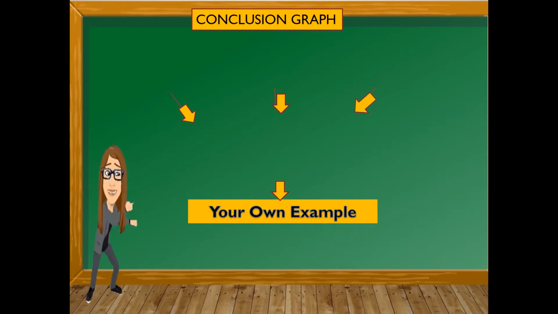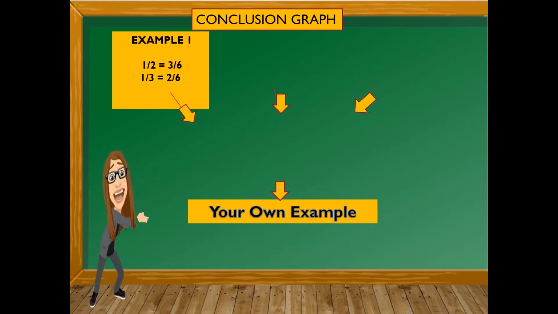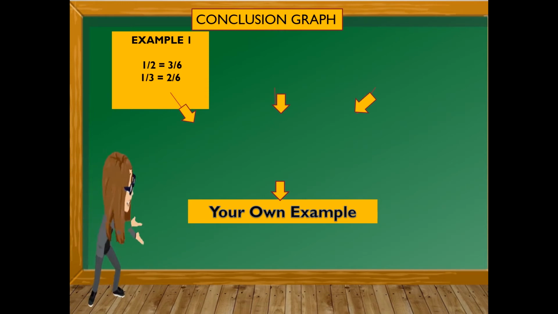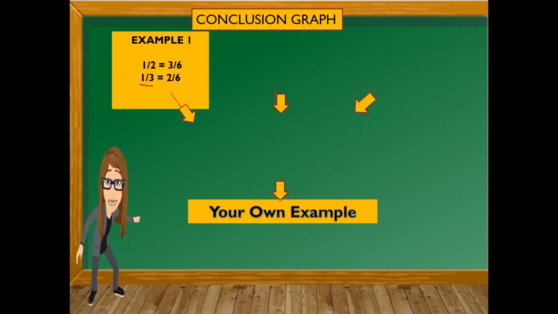Okay, I have an example here, a conclusion graph. So one example is 1/2 equals 3/6. As we can see, 1/2 was multiplied by 3. 1 times 3 is 3 and 2 times 3 is 6. Another one is 1/3. It was multiplied by 2. 1 times 2 is 2 and 3 times 2 is 6.